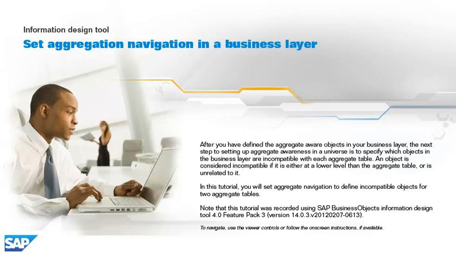After you have defined the aggregate aware objects in your business layer, the next step to setting up aggregate awareness in the universe is to specify which objects in the business layer are incompatible with each aggregate table. An object is considered incompatible if it is either at a lower level than the aggregate table, or is unrelated to it. In this tutorial, you will set aggregate navigation to define incompatible objects for two aggregate tables.